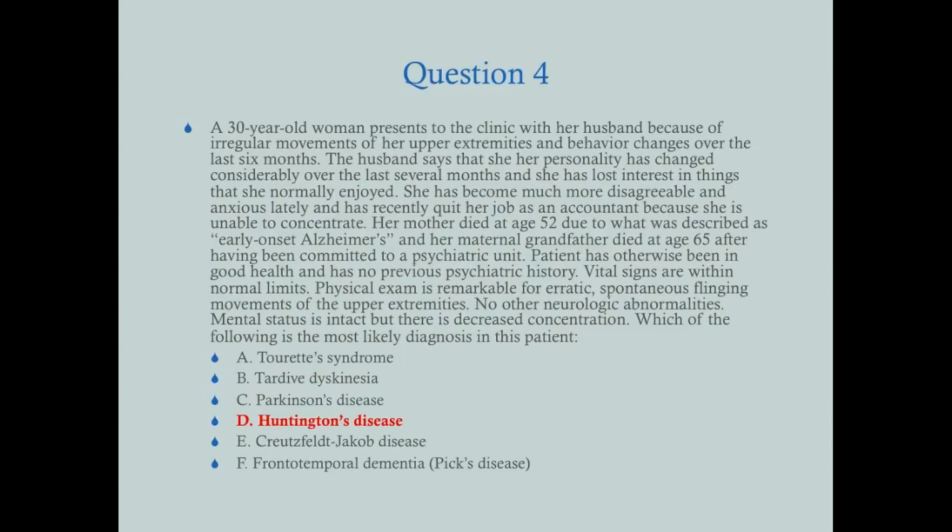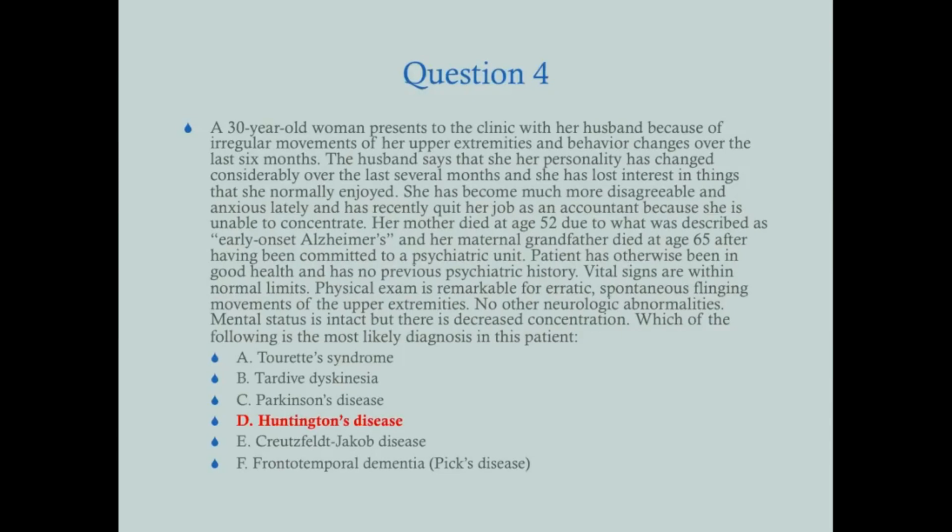Creutzfeldt-Jakob disease is a prion disease. It's extremely rare. It manifests as a subacute dementia, usually over the course of months. There are also movement signs like ataxia and myoclonic jerks, but it is not a congenital disorder, and cognitive decline is quite dramatic. So this patient does not have dementia. There's just some issues with concentration. With Creutzfeldt-Jakob disease, over the course of 6 months, she would go from totally normal to totally demented. So we don't see that in this patient. And given the family history, it's more consistent with Huntington's.